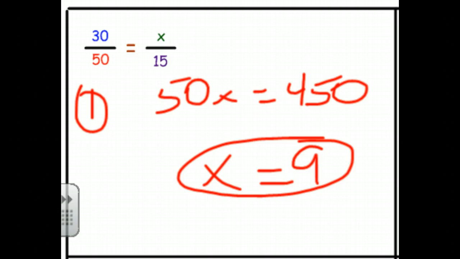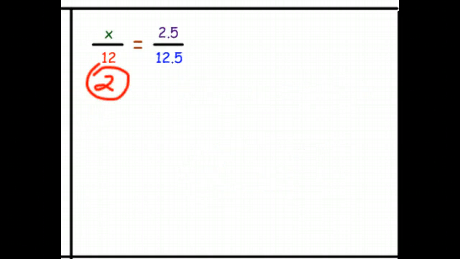9. For number 2, x over 12 equals 2.5 over 12.5. Now we can go through this, multiply 12 times 2.5 and 12.5 times x. But I'm going to take one extra step here before, and I'm going to multiply numerator and denominator of the second fraction by 10. So I now get x over 12 is equal to 25 over 125.